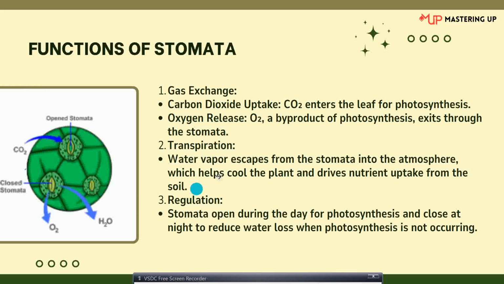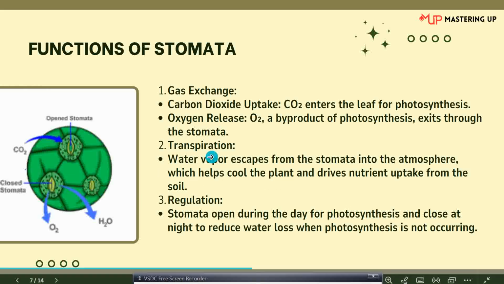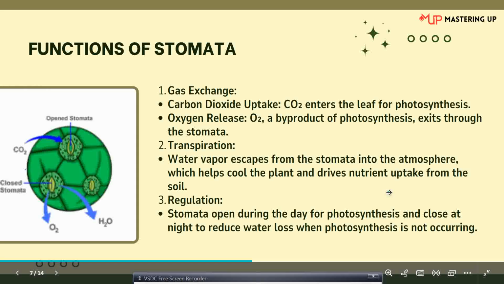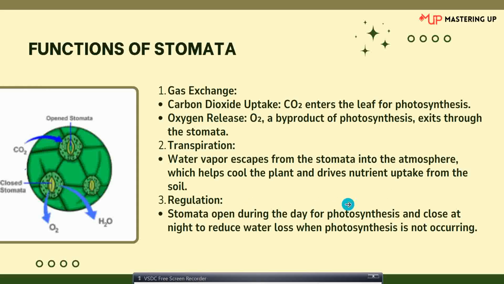Now coming to transpiration. In the previous class on transpiration, we studied that water vapor escapes from the leaf surface through the stomata into the atmosphere, which helps to cool the plant and drive nutrient uptake from the soil. When the water vapor escapes through the stomata, it creates a negative pressure. Due to that pressure, the nutrients and water are taken up by the plant roots and transferred to the upper parts of the plant.